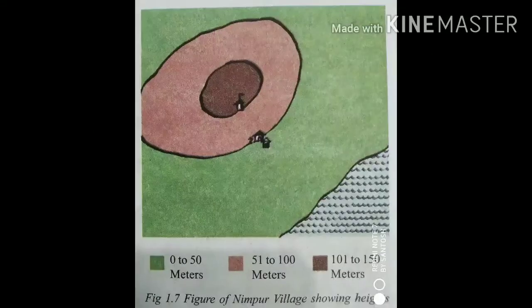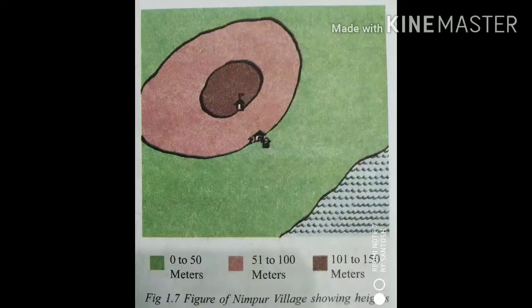Look at the third picture of Nimpuri village. Here 3 height zones are given. 0 to 50 meters is shown in green color. 51 to 100 meters is shown in light brown. And 101 to 150 meters is given in deep brown.